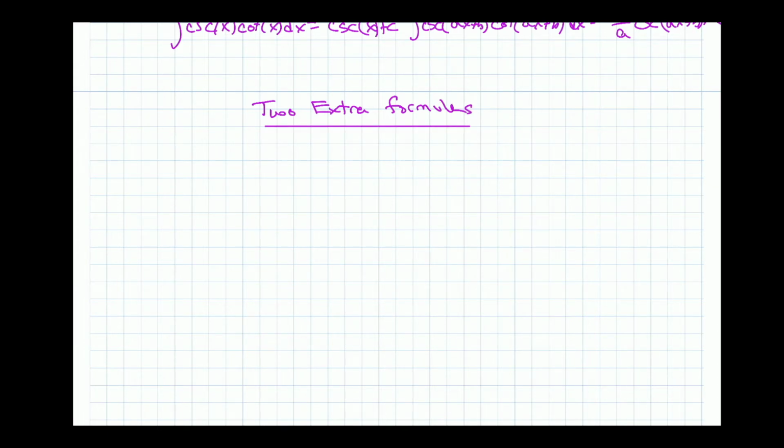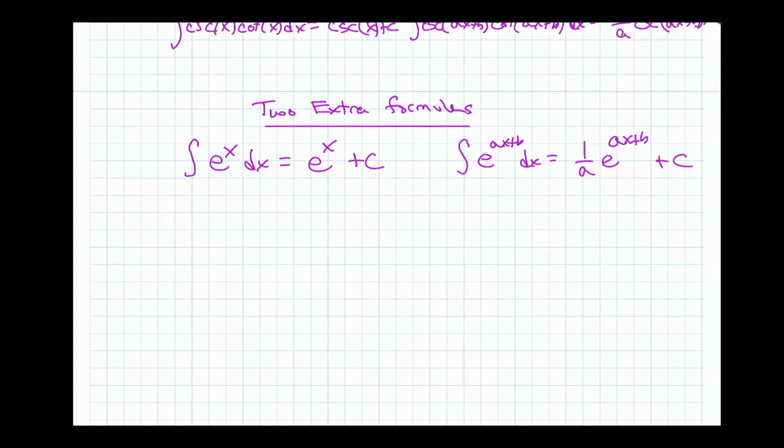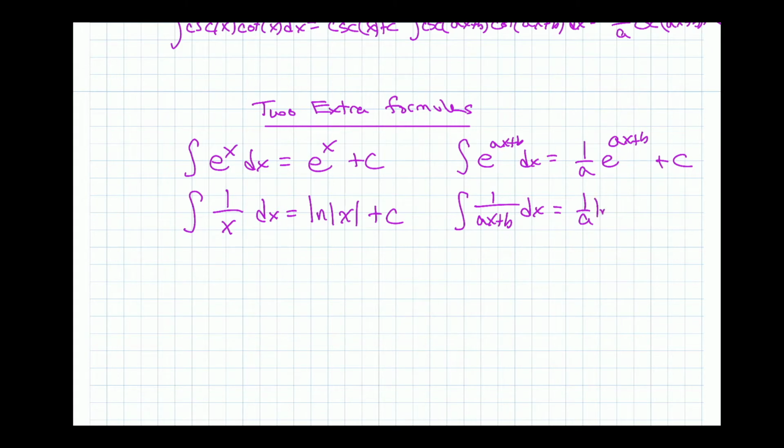And the two extra were the antiderivative of e to the x dx, which is easy. It's e to the x plus c. And then the complicated version, which would be e to the ax plus b, is 1 over a, e to the ax plus b plus c. And the other one was 1 over x, and that is a natural log absolute value of x. And then the more complicated version of that, which is 1 over a ln ax plus b plus c.